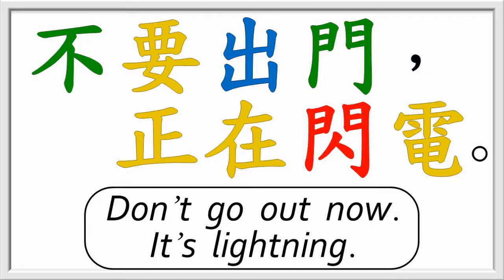Combining shan from lesson 19 with dian distinguishes lightning from simple electricity. So if we want to warn someone to stay inside during a thunderstorm, we could say 不要出门,正在闪电. Don't go outside now, you could get hit by lightning.